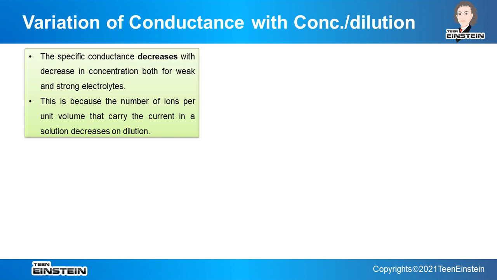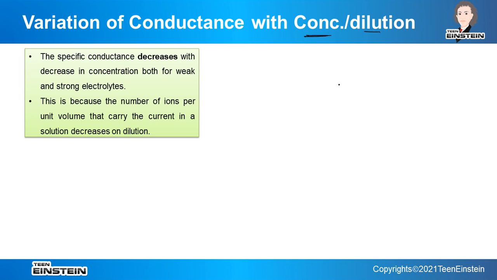Now we will see how the conductance is changing with concentration or dilution. We have already seen the factors on which conductance is dependent: temperature, ionic mobility, and nature of solute, whether it is strong or weak. Depending on all these, how it changes for the different types of conductances, specific, molar and equivalent, we have already seen. But now we will see the most important factor on which conductance is dependent, and that is concentration or dilution. You can say how conductance is changing with concentration, and you can also explain it in terms of how conductance is changing with dilution.